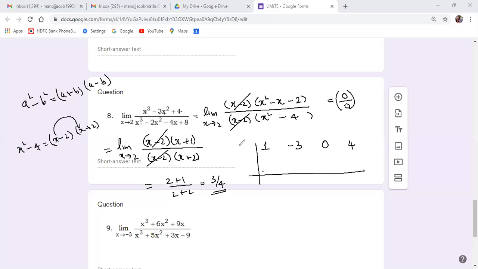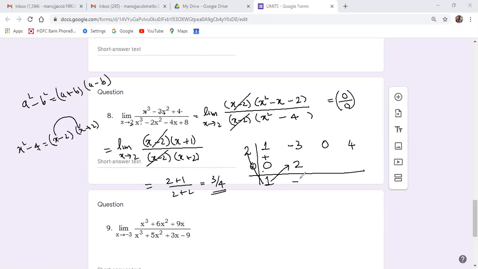Then divide by 2. You understood how this 2 came? What was the limit? Then what should I do here? Plus 0. Between these two, what is the operation? Addition. So you get 1 here. Then you multiply this with this and write it over here. 2 into 1 is 2.